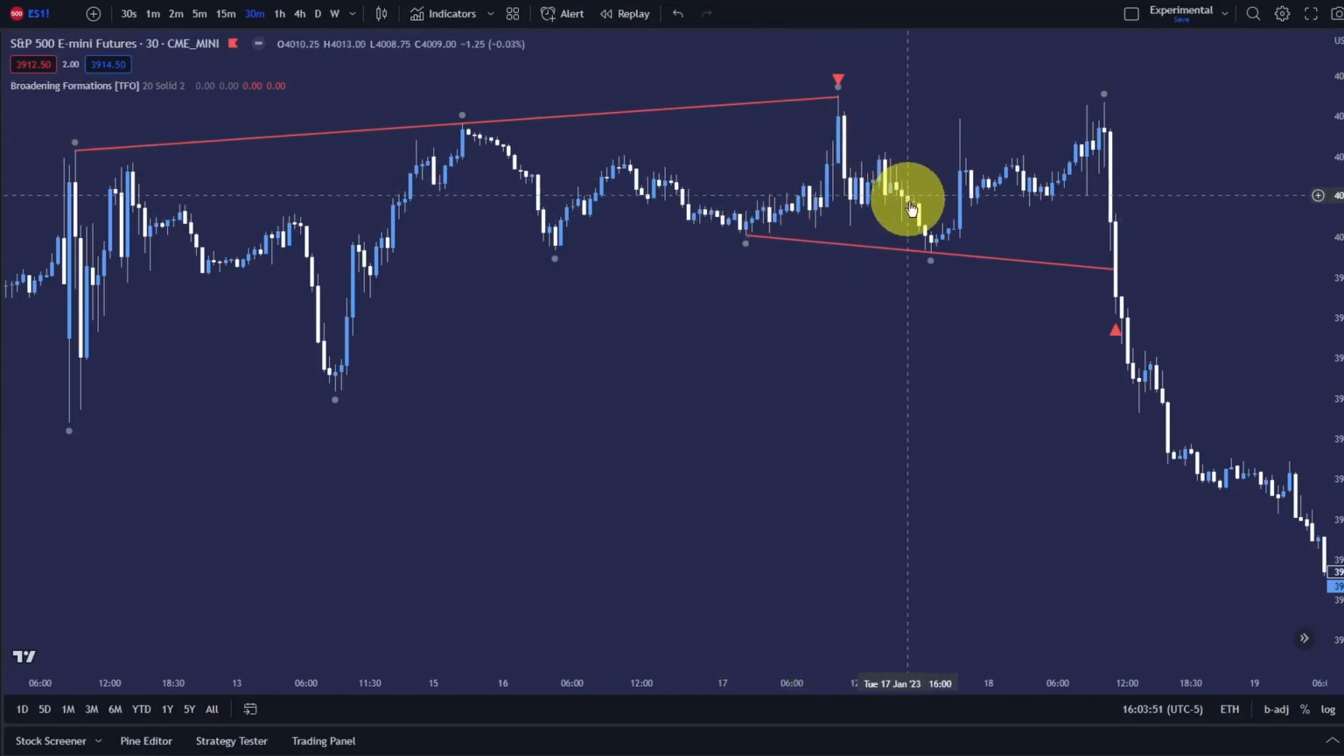And then you can see we continue to chomp around here for the most part. We take sell side liquidity right here, trade back up, and then eventually expand it to the downside.